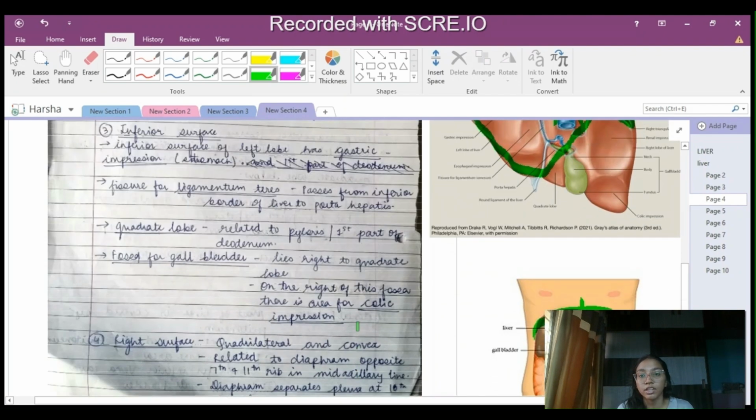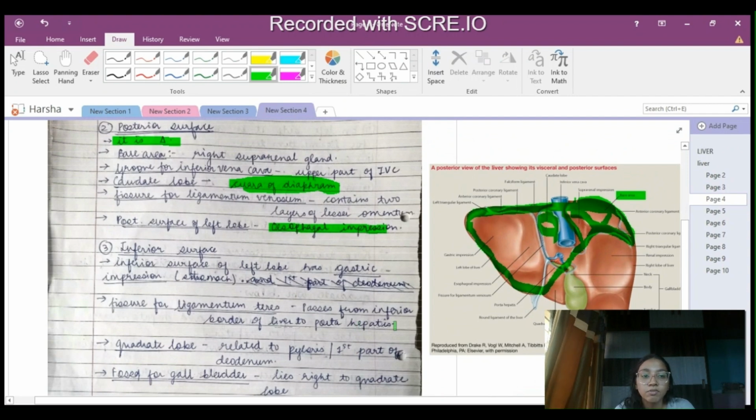Now, let's look at the inferior surface. Now, this is the part which is left, known as the inferior surface. So, the inferior surface of the left lobe has gastric impression. Now, it's pretty common sense that the stomach is present on the left side of the abdominal quadrant, so it is obvious that the left lobe will accommodate the gastric impression, right? As you can see over here, this is the gastric impression.